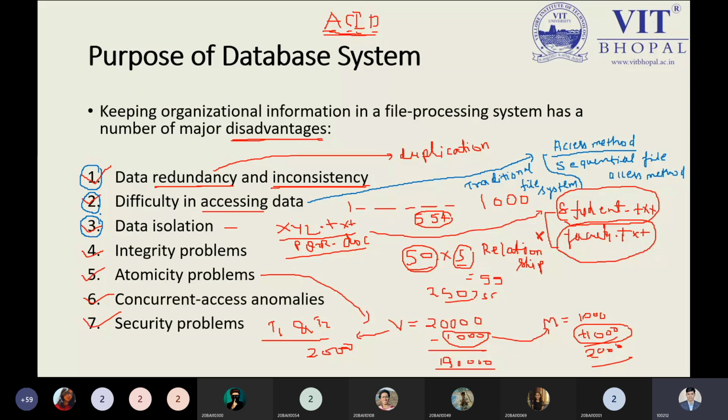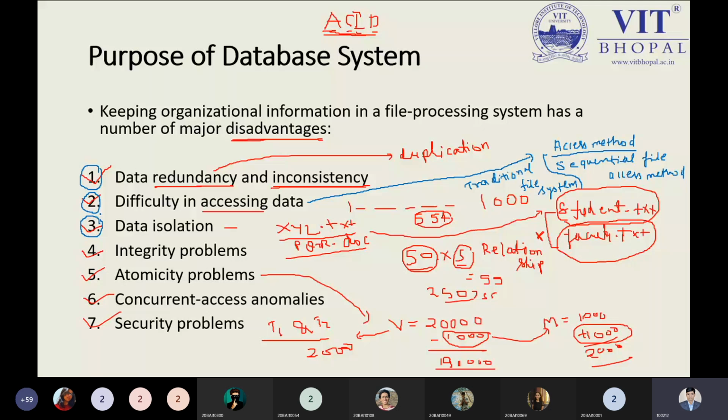But data isolation is saying to us we can't use the data isolation properly. And difficulty in accessing data, data redundancy and data inconsistency we have. So here we have data isolation, but data isolation should not be done properly. That is the point. So these are the disadvantages in the traditional file system. So data isolation you can understand over here.